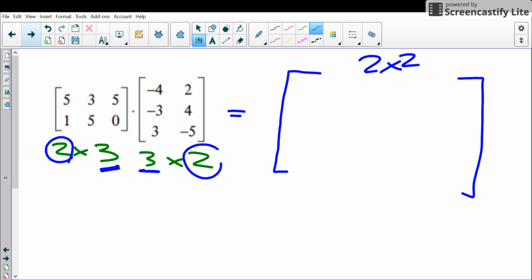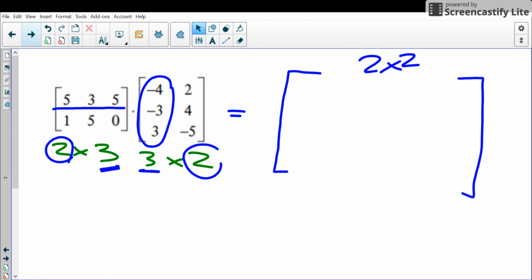Okay. So again, to get you started, to find the top left entry, I'm going to take my top row and my left column, and I'm going to start pairing them together. So I want you to do that and come into class tomorrow, and we will discuss this and be practicing multiplying matrices.